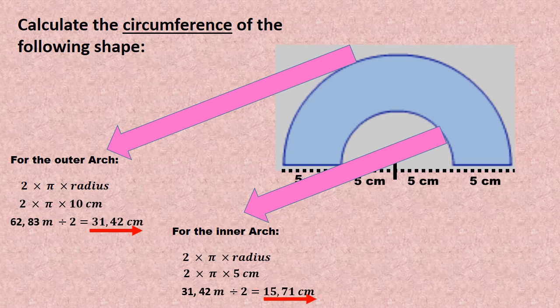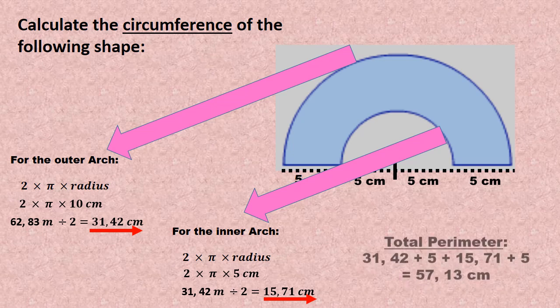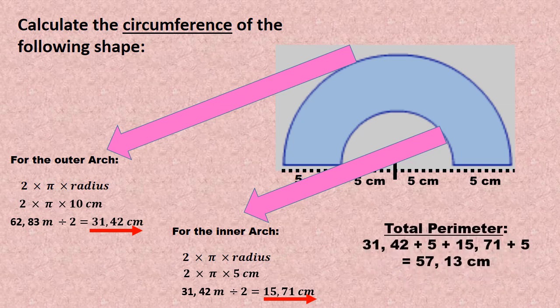Now we want to add all the outer edges of this rainbow looking shape together. I'm going to follow my route as I go. I'm going to add the outer arch plus that little stump at the bottom plus the inner arch plus the other stump. So it's going to go like this: 31.42, the answer that I got for the outer arch, plus the 5, plus the inner arch, for which I got 15.71, plus another 5. So the total perimeter or the total circumference of this shape is 57.13 centimeters. And that is it for today.